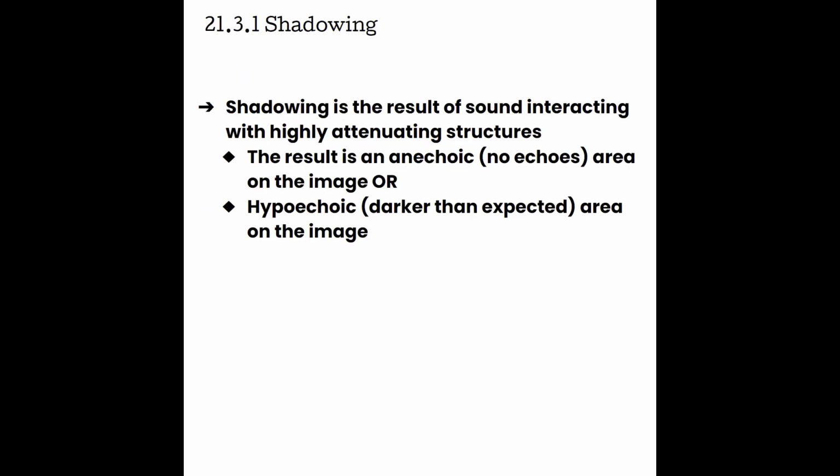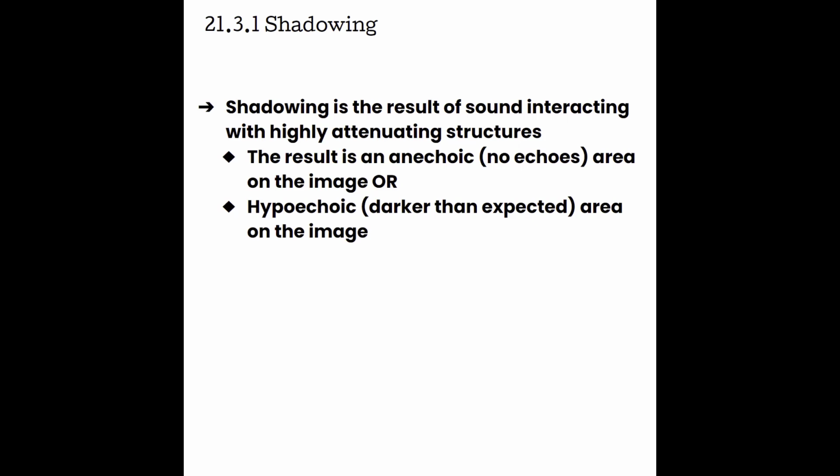So shadowing is going to occur when a sound energy is attenuated greatly by a structure. The result is that there's not enough sound energy behind the structure to continue producing echoes. So the machine sees this area as having no echoes, and it is coded as an anechoic or hypoechoic area. Now, shadowing can be very helpful for diagnosing calcified anatomy and pathology, like plaque, gallstones, kidney stones, etc.